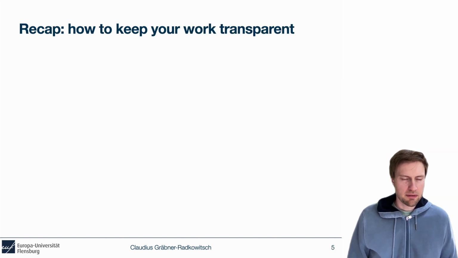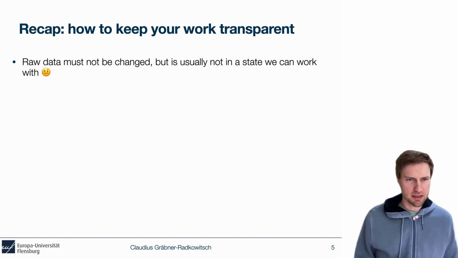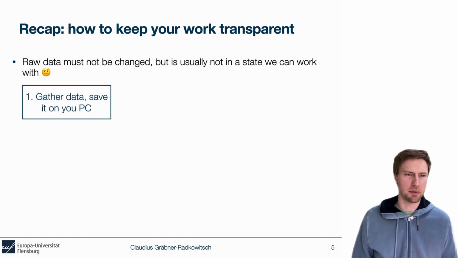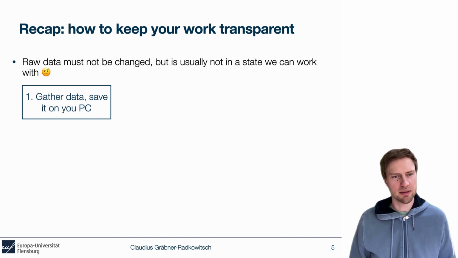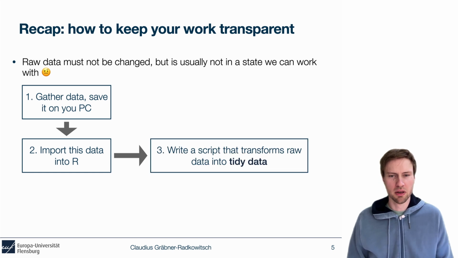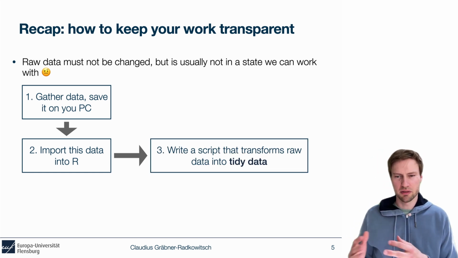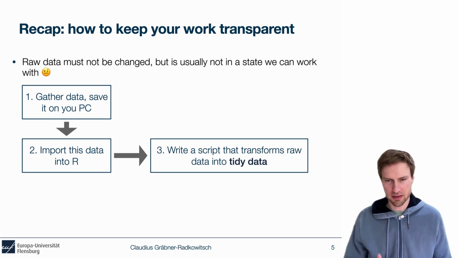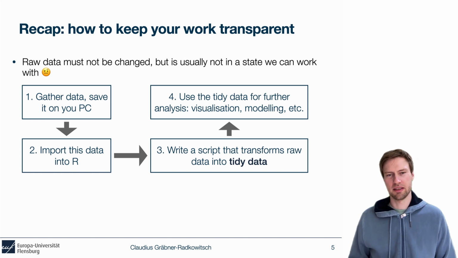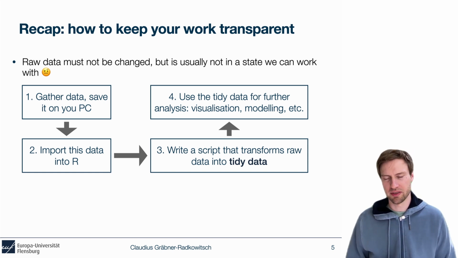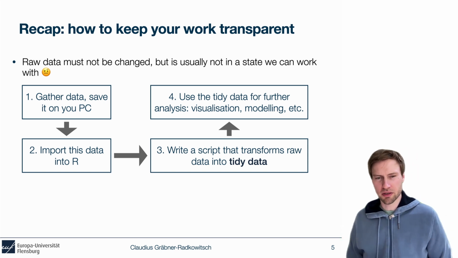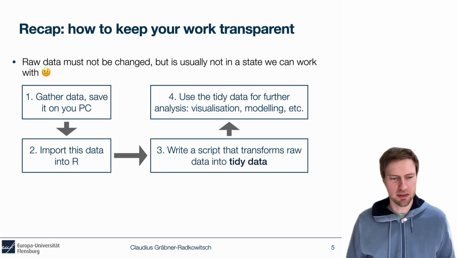So here, again, a very short recap. This raw data must not be changed. However, we somehow need to change it in order to get it into a state we can work with. Therefore, the workflow again: gather data, save it on your computer, import this data into R. This is what we're about to do now. Then write a script that transforms this raw data into data you can actually work with. This is the data we call tidy data. And then save this tidy data and use it for further analysis, such as visualization, modeling, etc. Here we focus on step 2, and basically the last part of step 3, namely the saving of this data.